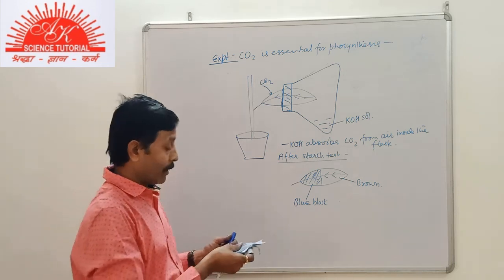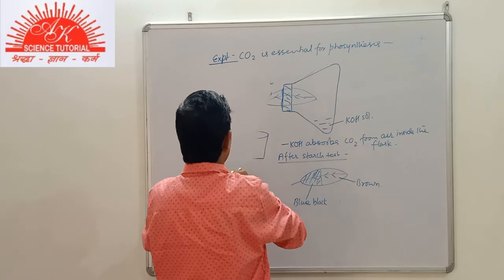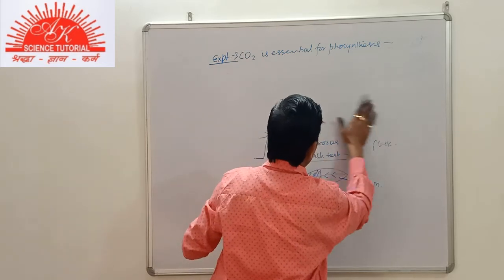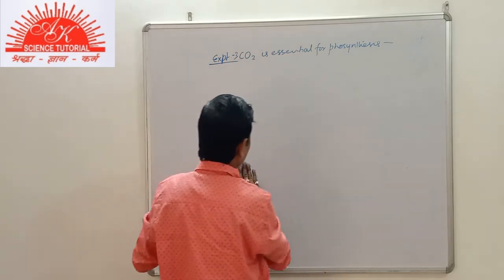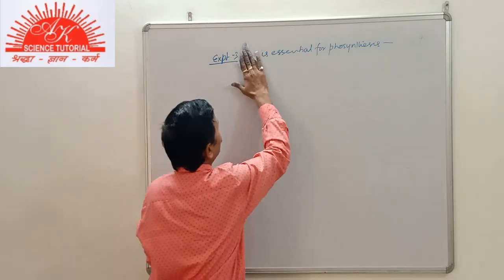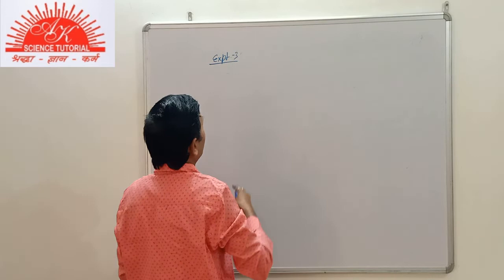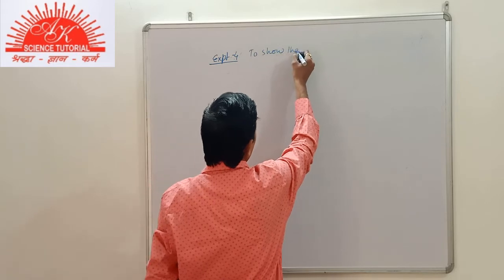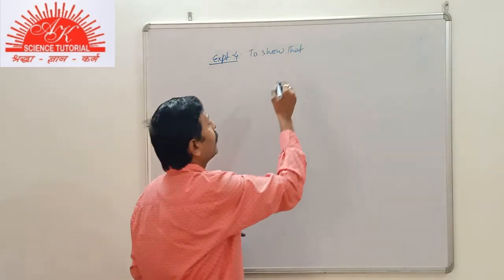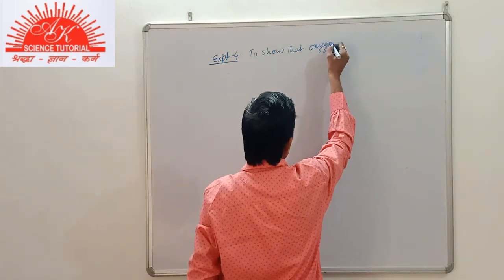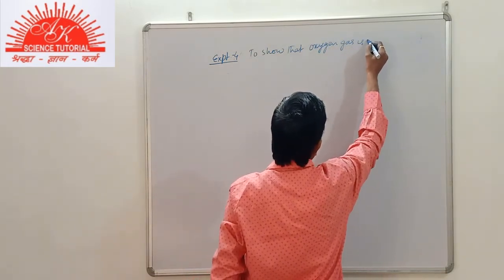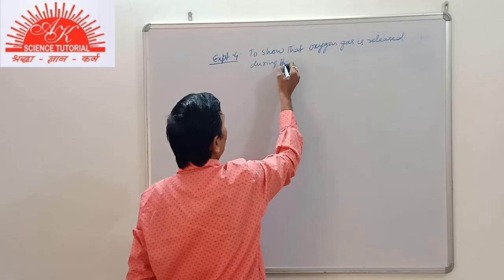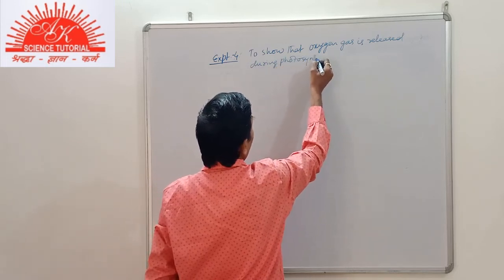So, students, we have discussed 3 experiments related to photosynthesis. Now, finally, the last experiment, experiment number 4, that is to show that oxygen gas is released during photosynthesis.